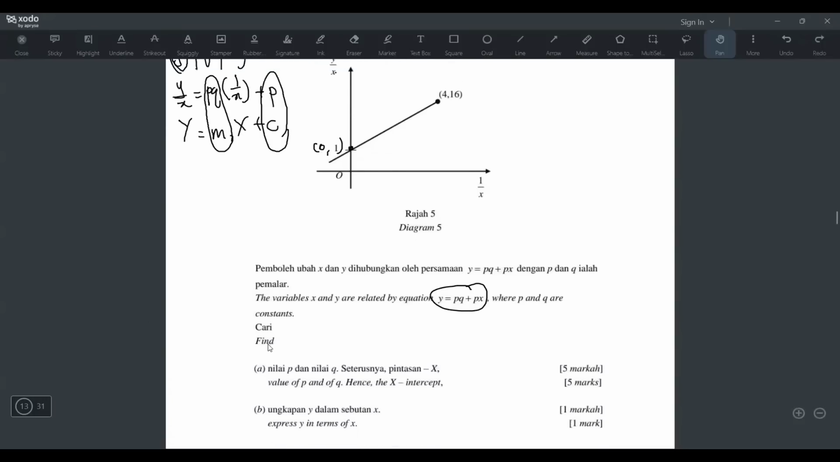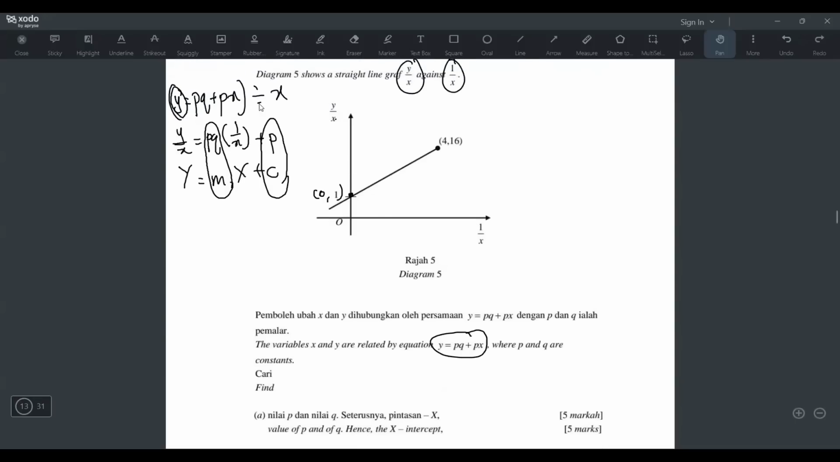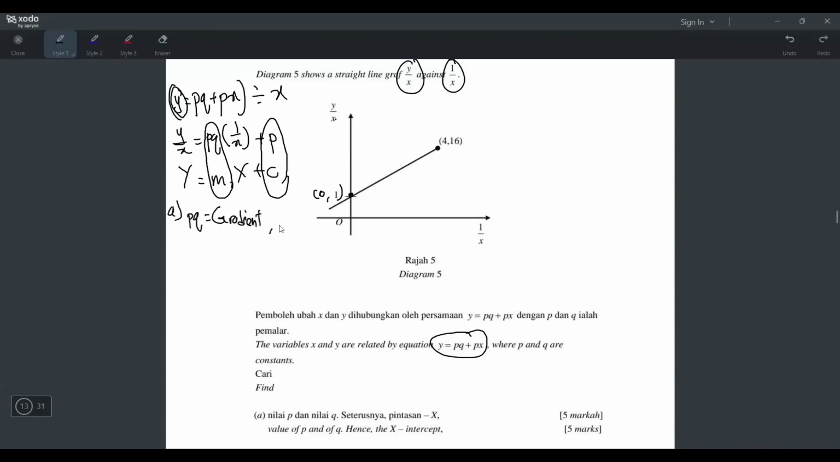Okay, now let's see what they want here. Find, A, the value of P and Q, hence state the x-intercept. You see? If you imagine you don't do this, how can you find P and Q? Impossible, right? Since I already did this, now I can say PQ is the gradient, and the y-intercept is P, so P equals the y-intercept, but you have to use capital Y, because your y-axis is not y, actually it's y over x, so just write capital Y.